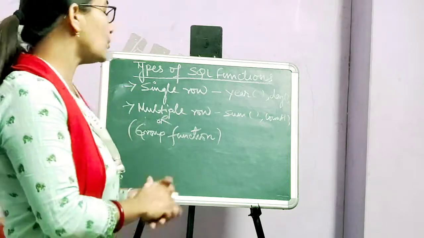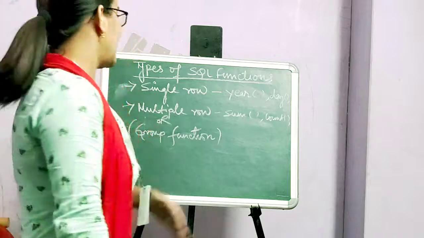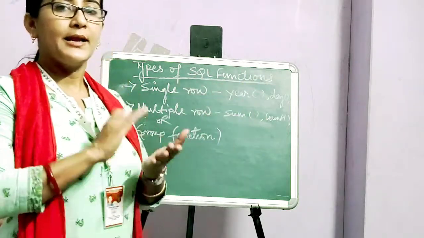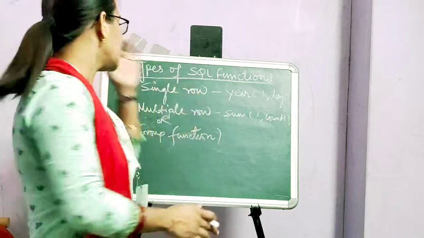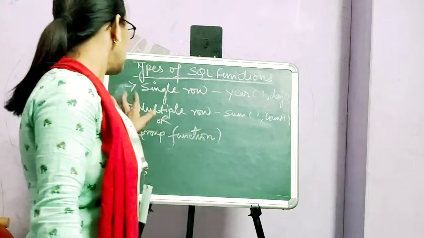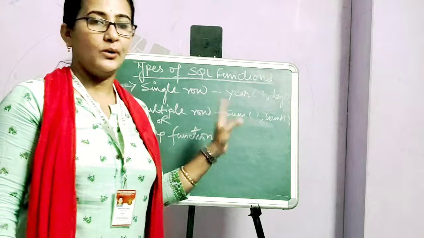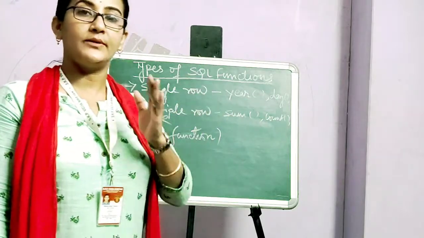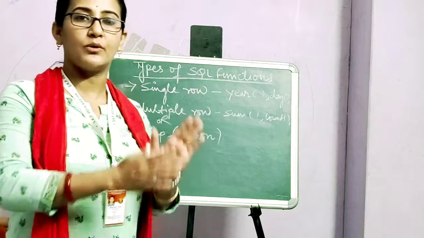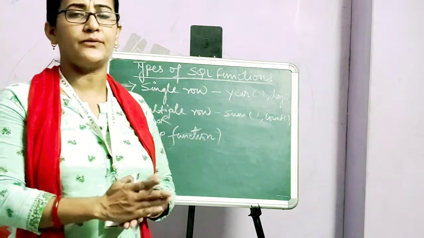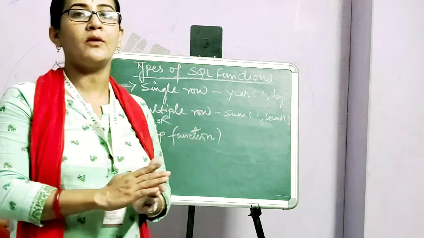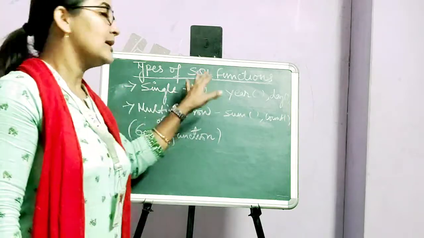So let's start our topic, types of SQL functions. Generally there are two types of SQL functions: one is single row and second is multiple row. The functions that we did in class 11, like year function, date functions, mid functions, all those functions are related to single row.